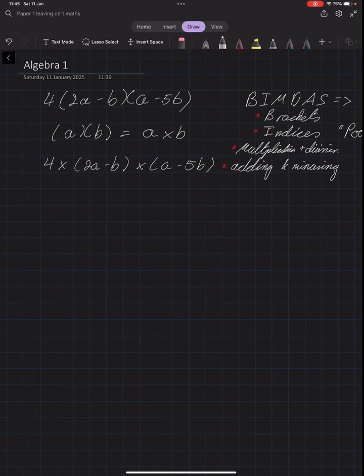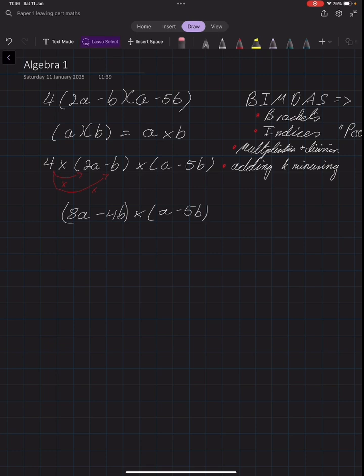Now, what I want to do with this one is, because I'm multiplying into the bracket, how do I multiply into a bracket? First of all, I need to multiply 4 by the first number, and then I need to multiply 4 by the second number. So again, you've multiplication here twice, so I'm just going to work from left to right. I'm going to do 4 multiplied by 2a first to get 8a. 4 multiplied by minus b is minus 4b. And that's multiplied by a minus 5b.